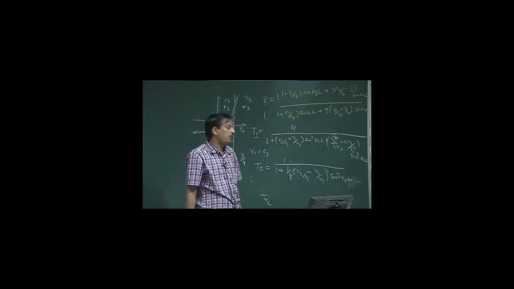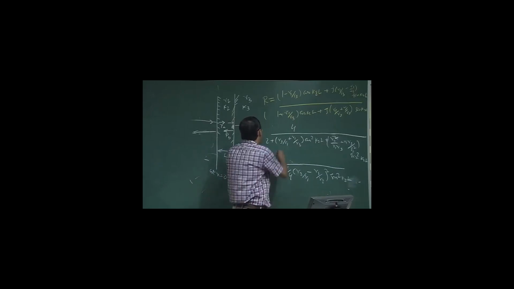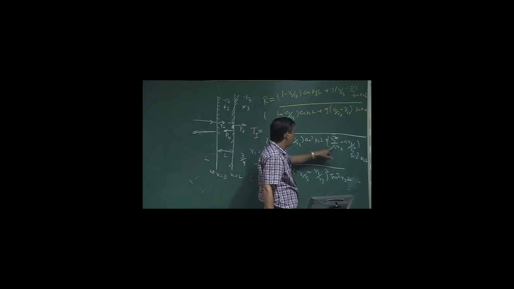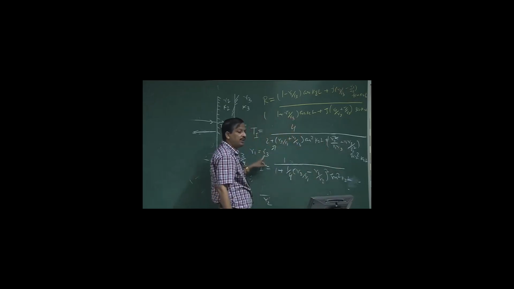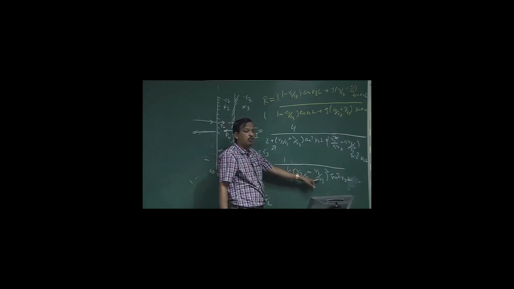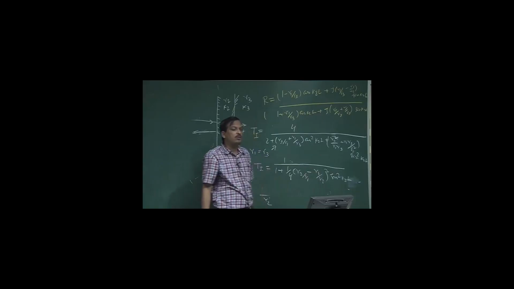I put R1 equal to R3 in this equation. So, this is 1, this is again 1, 1 plus 1 is 2, 2 cos square K2L, plus, since R1 R3 is the same, this is R1 square. R2 by R1 plus R2 by R1 gives 2 R2 by R1 square. So, if I simplify, with R1 equal to R3, I get 1 by 1 plus 1 by 4 [R2 by R1 minus R1 by R2] whole square into sin square K2L.